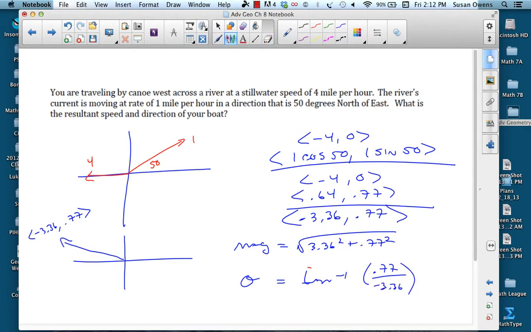Go ahead, Owen. The magnitude is 3.4. Okay, is the river hurting us or helping us? Hurting us. We would go 4 miles an hour if there was no current, and we're only doing 3.4 miles per hour. So the current is definitely not helping us. And what angle are we off course?